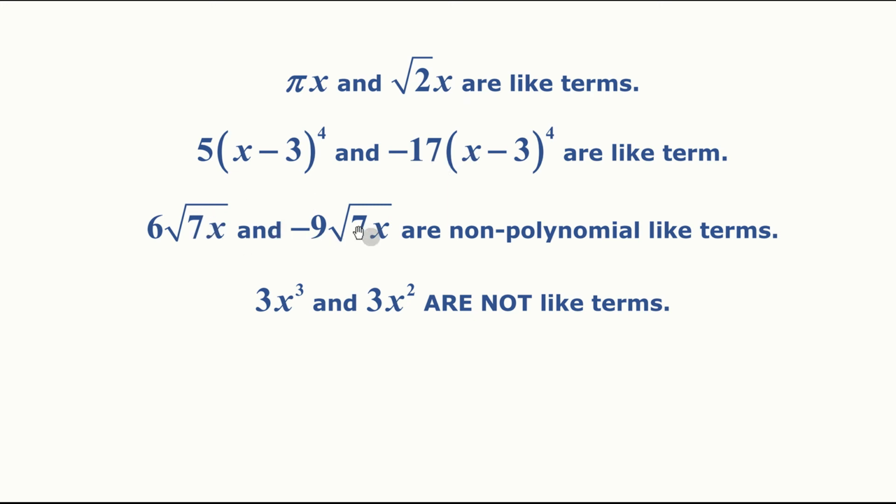Now here we have two terms whose variable parts are the same, but obviously they're not polynomials, so we consider this to be like terms, but they're non-polynomial like terms. These two, of course, even though they have a lot that looks the same, are not like terms because we only care about the variable parts, and the variable parts are different.